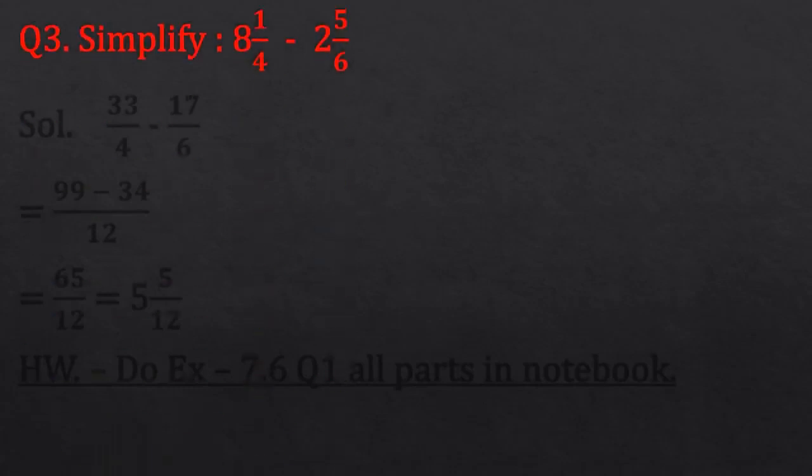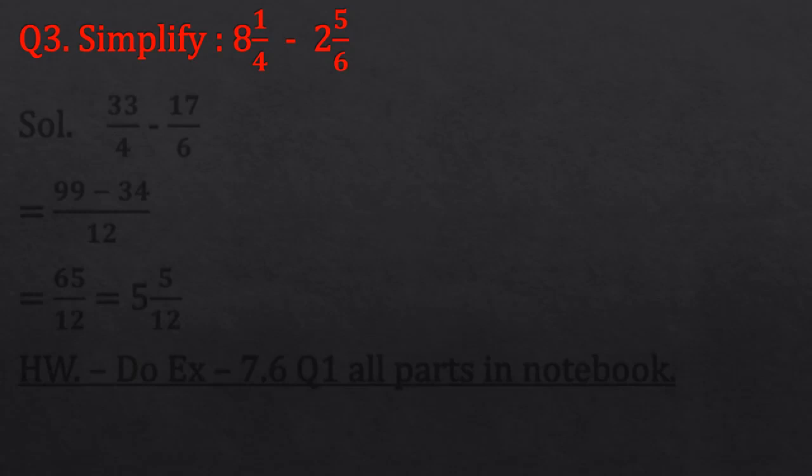Now see one more question. It is simplify 8 1 upon 4 minus 2 5 upon 6. Now this is a question of mixed fractions. As we have learned in the first slide, first of all we have to convert any mixed fraction into an improper one. After that we will proceed with the further steps. So here we will first convert the mixed fractions into improper fractions.